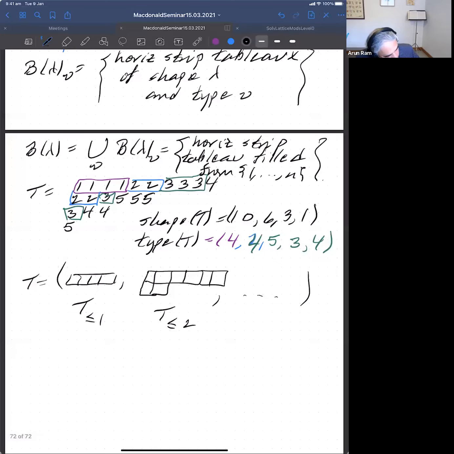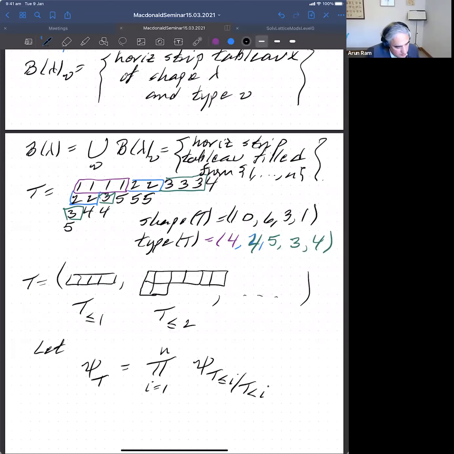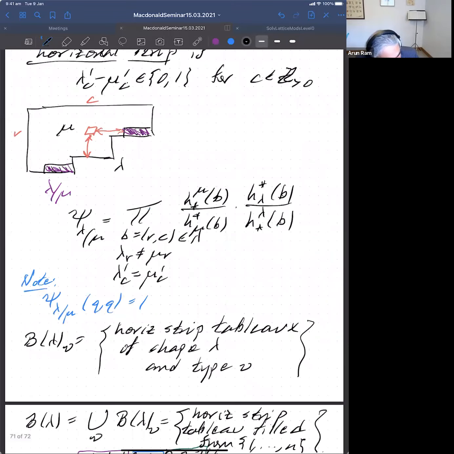Okay, so once I write it this way, then associated to a horizontal strip tableau, I can define the product over the horizontal strips that make the horizontal strip tableau of these hook numbers. So this is the product over i going from 1 to n. So let's copy the hook number just so that we remember. So this is the hook number for a single horizontal strip.